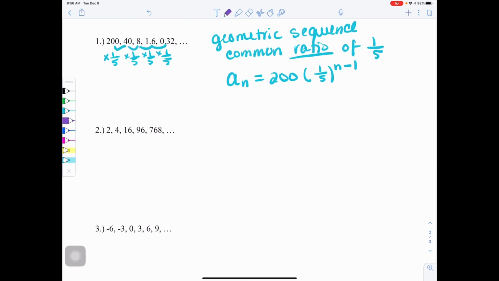For number 2, if I check for a plus pattern, I've got plus 2, but then I've got plus 12, so it's not arithmetic. And if I check for a times pattern, times 2, but then this is times 4. So I don't have either one. So this answer is neither. It's not arithmetic nor geometric, therefore I cannot write a formula.